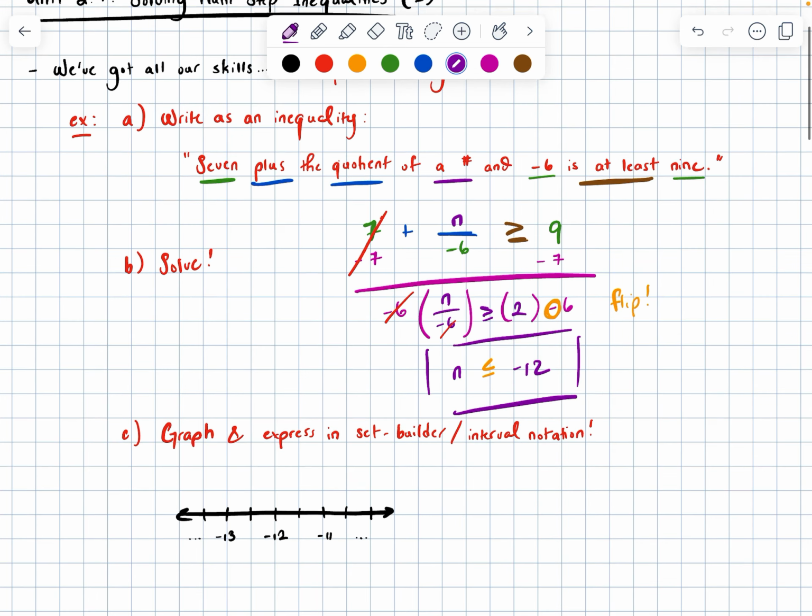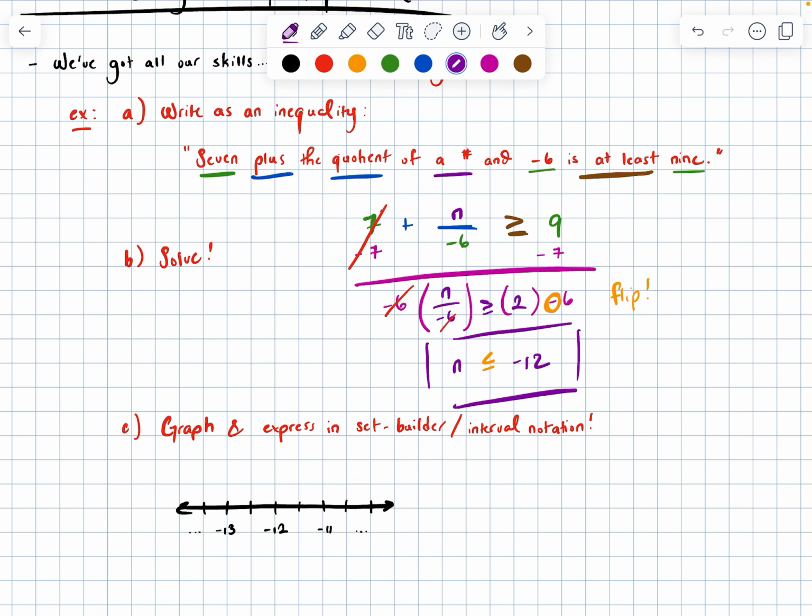Finally, let's graph it and express it in our notations. I've given you a number line, and would you look at that, it's already labeled. Not because I wrote the problem, but because much like Apollo, I was gifted with prophecy.